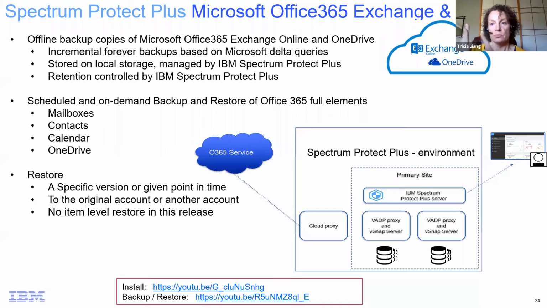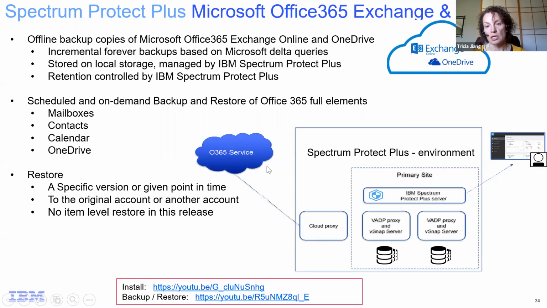So with Spectrum Protect Plus, we back up the hypervisors, VMware and Hyper-V. Now we back up containers, and we also back up applications. And we have a whole list of applications that we back up. But the exciting thing that we added in this version is our Microsoft Office 365 Exchange and OneDrive support. So now we can do scheduled and on-demand backups and restores of mailboxes, contacts, calendars, and OneDrive. We integrate seamlessly with that Office 365 service and are able to then send the backup out to the Spectrum Protect Plus environment, which is separated from the Office 365 environment.